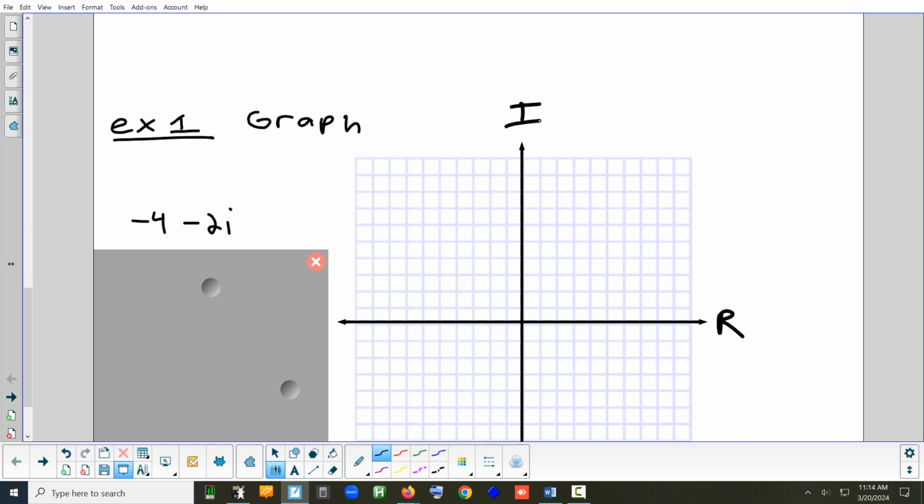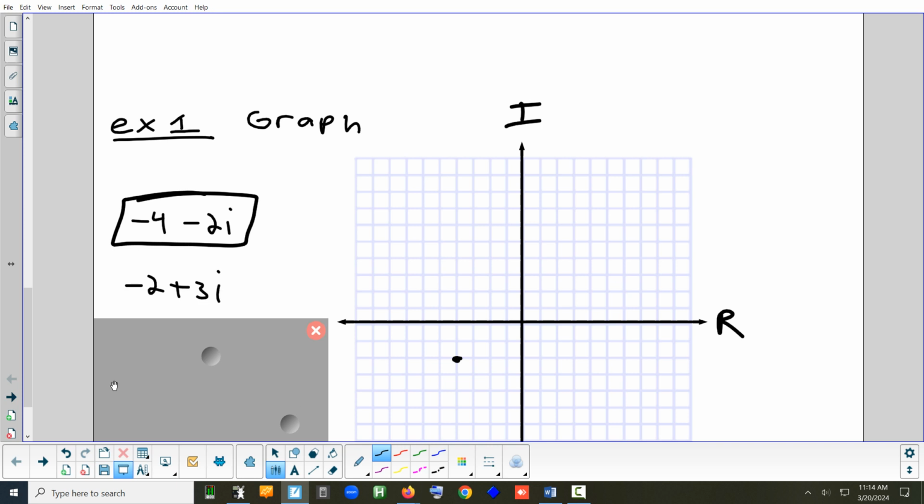What's the real part in -4 minus 2i? And what's the imaginary part? -2. Just -2. So -4 needs to go which way? Left 4, and the -2? Down 2. So 1, 2, 3, 4, 1, 2. So that's that one.